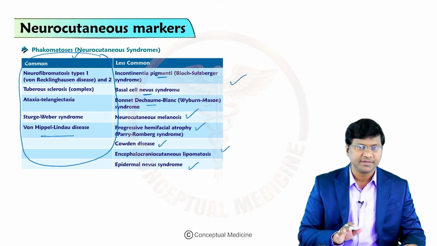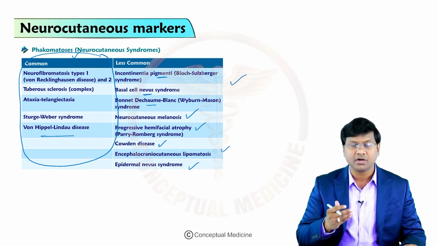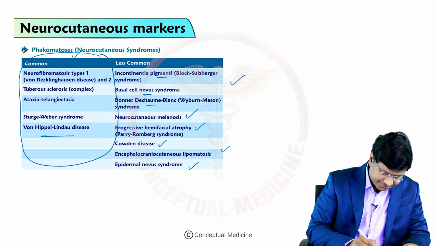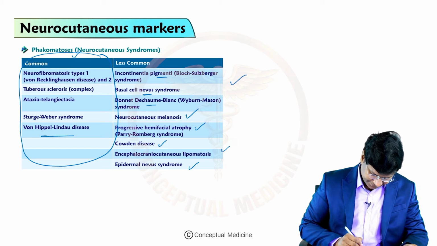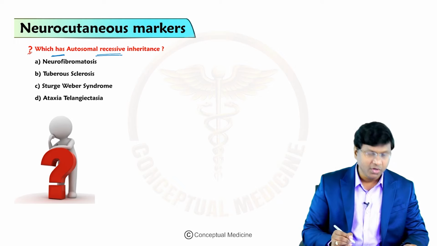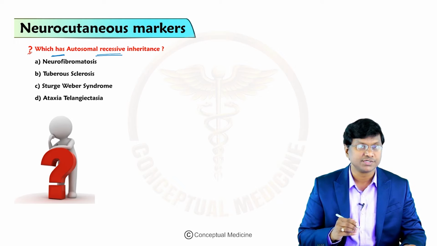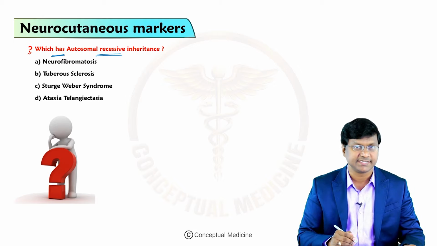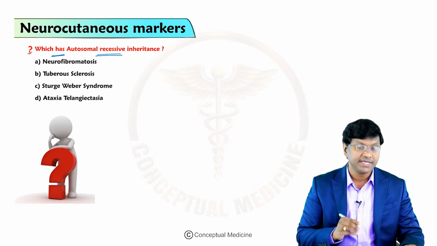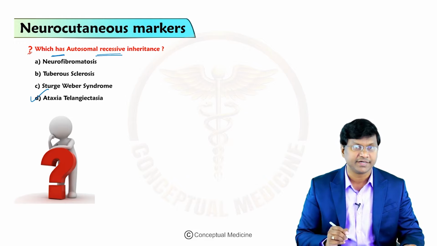Now, most of them are inherited disorders. Either they are autosomal dominantly inherited or autosomal recessively inherited. Now, if you see this question, which of the following has autosomal recessive inheritance? Neurofibromatosis, tuberous sclerosis, Sturge-Weber syndrome, ataxia telangiectasia. Among all these, it is ataxia telangiectasia which has autosomal recessive inheritance.